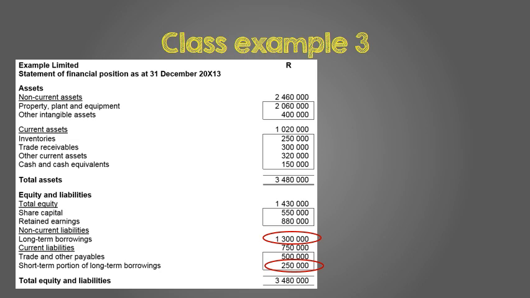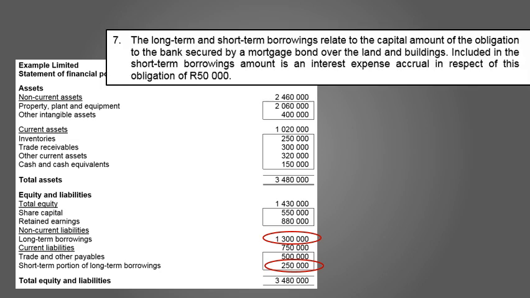We have now calculated the tax base for all the assets, and we have to calculate the tax base for the liabilities now. The first liability that we are going to look at will be borrowings. And we see that we have long-term borrowings as well as the short-term portion of the long-term borrowings. In additional information, point 7, we see that the long and short-term borrowings relate to the capital amount of the obligation to the bank. And we also see that included in the short-term borrowings amount is an interest expense accrual in respect of this obligation of 50,000.